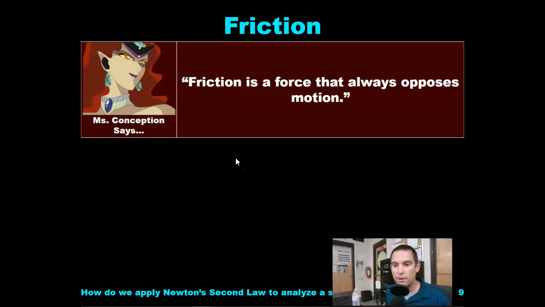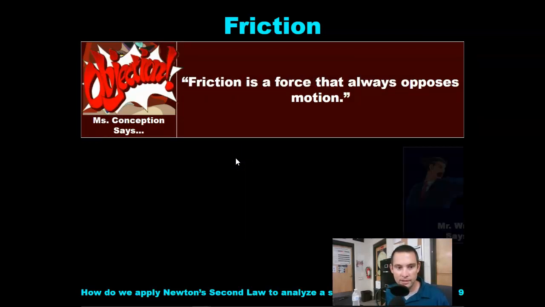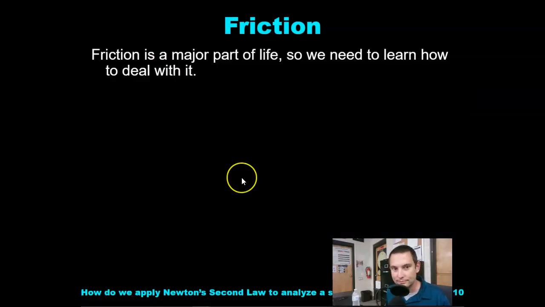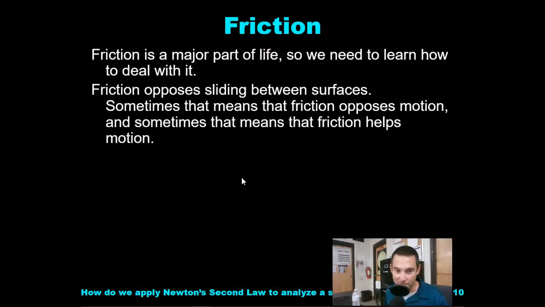Friction is a force that always opposes motion. Silly misconception. Mr. Wright says friction doesn't oppose motion. Sometimes friction causes motion. Instead, friction opposes sliding. Friction is a major part of life, so we need to learn how to deal with it. Friction opposes sliding between surfaces. Sometimes that means that friction opposes motion, and sometimes that means friction helps motion.